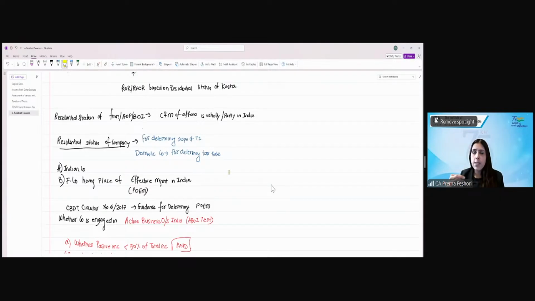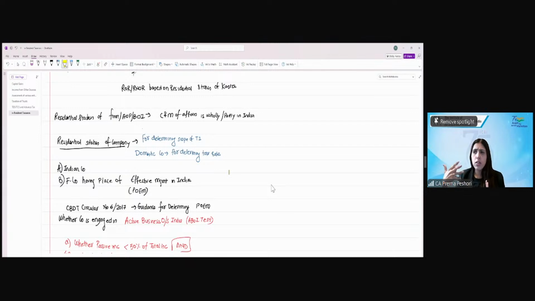Now, this is a very subjective test, right? Because it depends on company to company where exactly the POEM is. So CBDT has given a circular number 6 of 2017, which is giving the guidance for determining the place of effective management. So the first test is whether the company is engaged in active business outside India, which is called the ABOI test. Active business outside India test. There are 4 tests which are laid out.